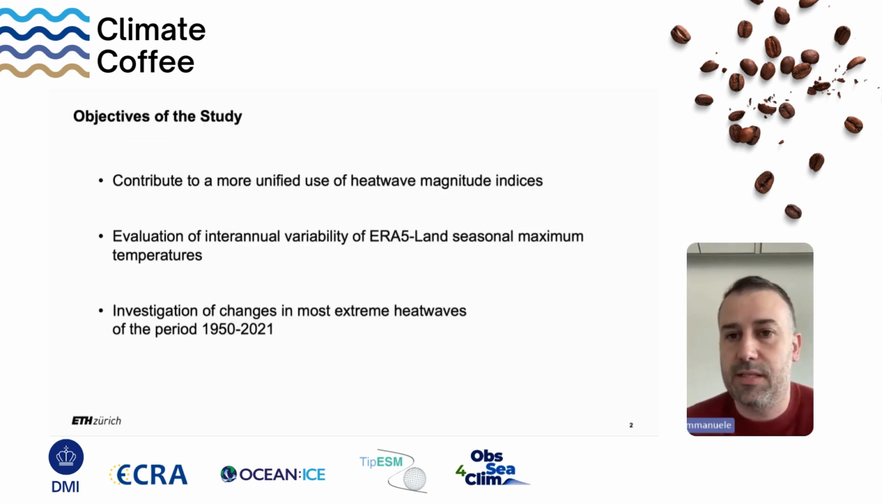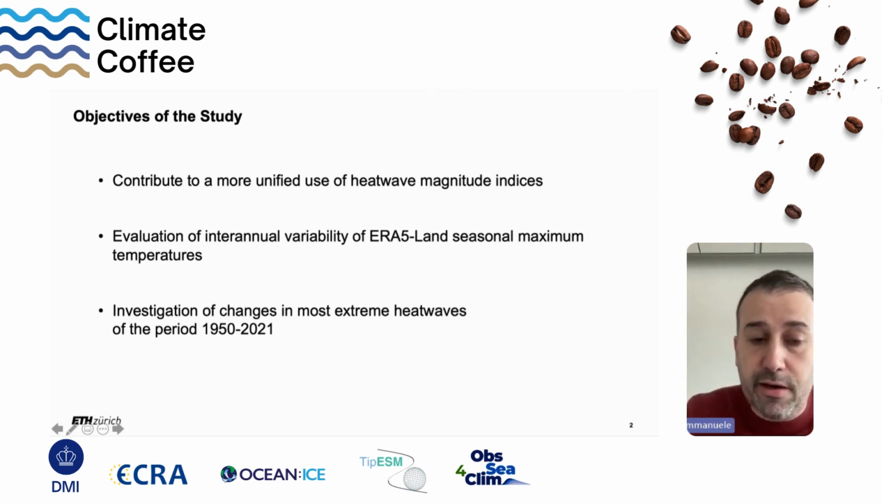So the layout of the paper is quite simple. We have three main goals. One, to contribute to a more unified use of heat wave magnitude or intensity indices. We want to perform an evaluation of the ERA5-Land dataset across other observational datasets in terms of interannual variability of seasonal maximum temperatures. And also we will have a look at the changes in the most extreme heat waves at different locations over the globe for the entire period 1950 to 2021.